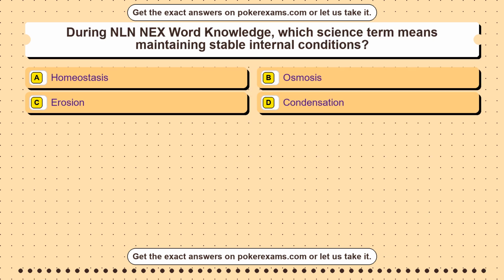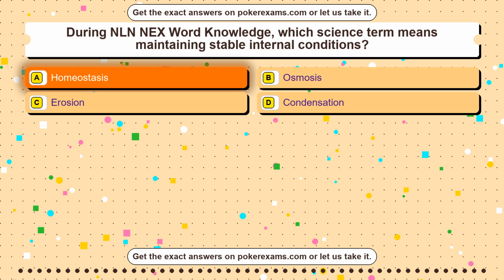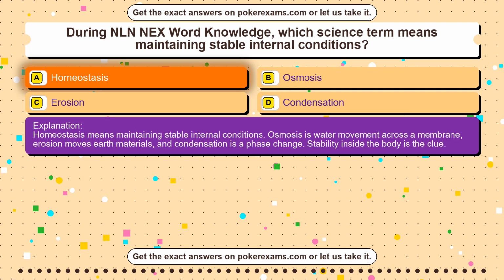Question 21. During GED word problems practice, which graph is best for showing change over time? Option A, line graph. Option B, pie chart. Option C, map. Option D, Venn diagram. The correct answer is option A. A line graph is best for trends over time because it shows continuous change. A pie chart shows parts of a whole, a map shows location, and a Venn diagram compares sets. Time trend is the key clue.